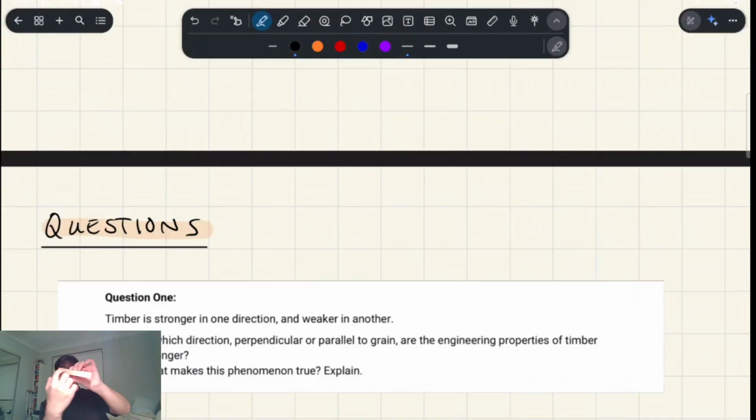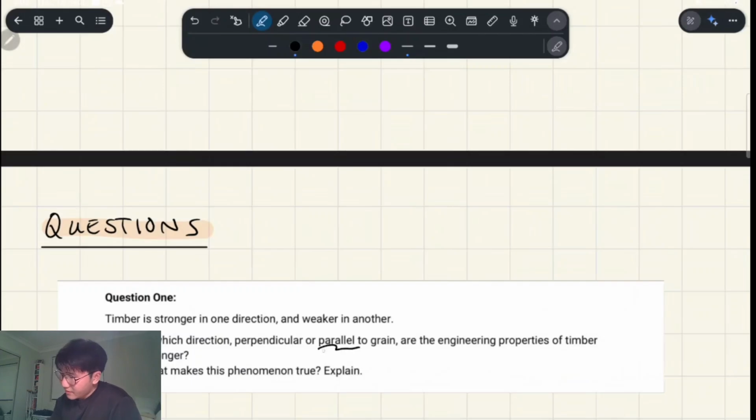So that's the grain, right? Running left to right from what you can see here. Parallel to the grain is the longitudinal direction, right? Perpendicular can refer to this way, right? Or like this way. In and out of the page here, or up and down, right?